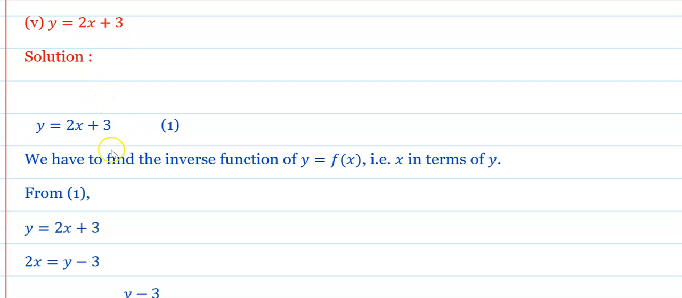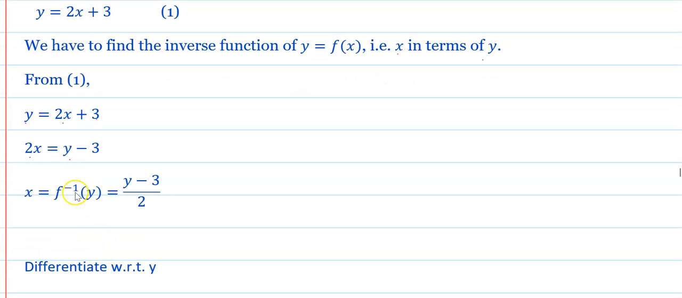Therefore, y is equal to 2x plus 3. Again, same dialog. We have to find the inverse function of y is equal to f of x, that is x in terms of y. Okay, therefore from 1, y is equal to 2x plus 3. Express x in terms of y, we transfer this there. Therefore 2x is equal to y minus 3. Therefore x is equal to y minus 3 upon 2, and hence it is written as x is equal to f inverse of y is equal to y minus 3 upon 2.